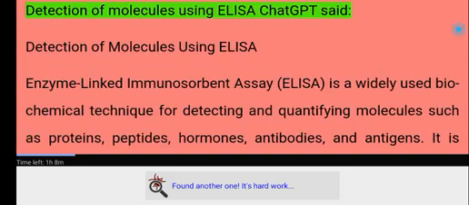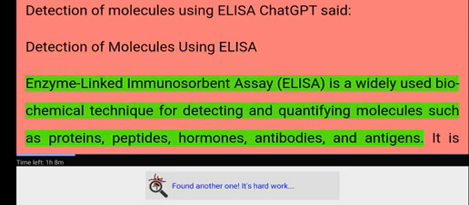You said: Detection of molecules using ELISA. ChatGPT said: Detection of molecules using ELISA.